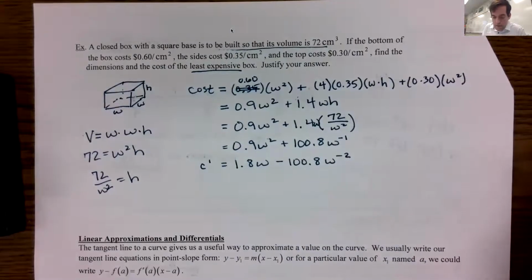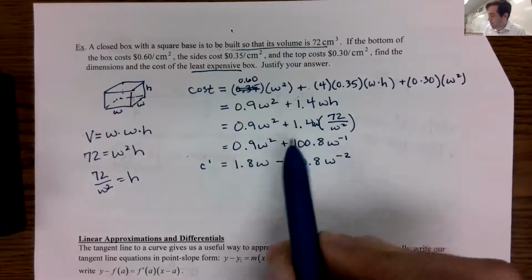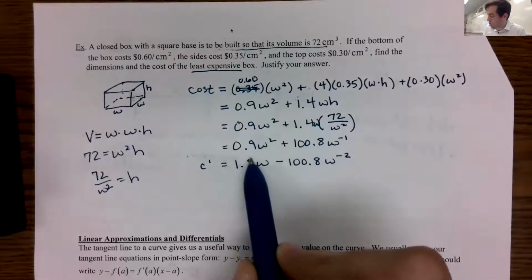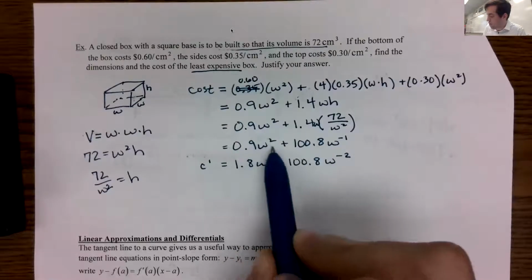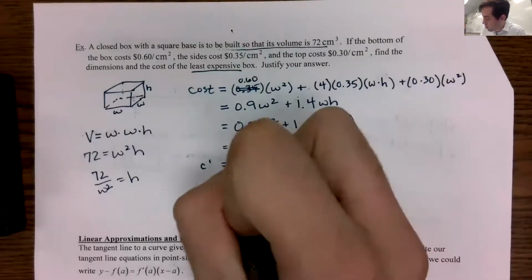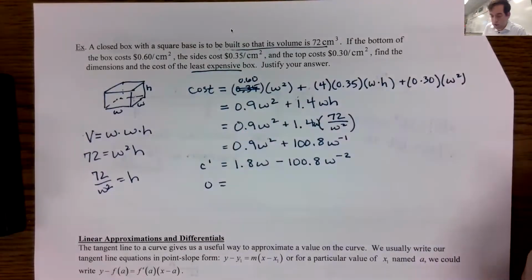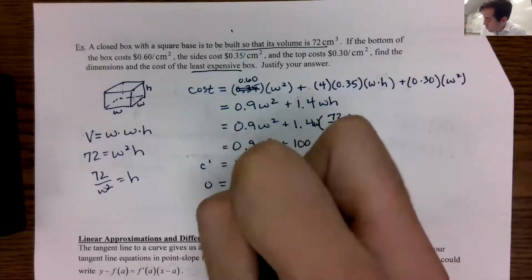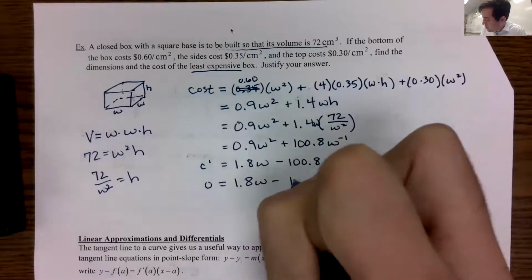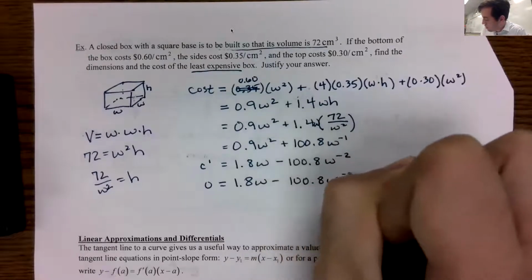And in order to figure this out, we are going to set this equal to 0, because think about that the original had an exponent of 2, so when we have a 0, it should give us the minimum here. So we're going to have 0 equals 1.8w minus 100.8w to the negative 2.